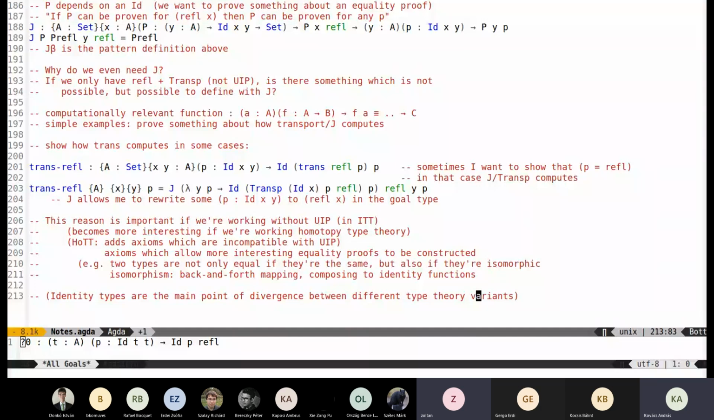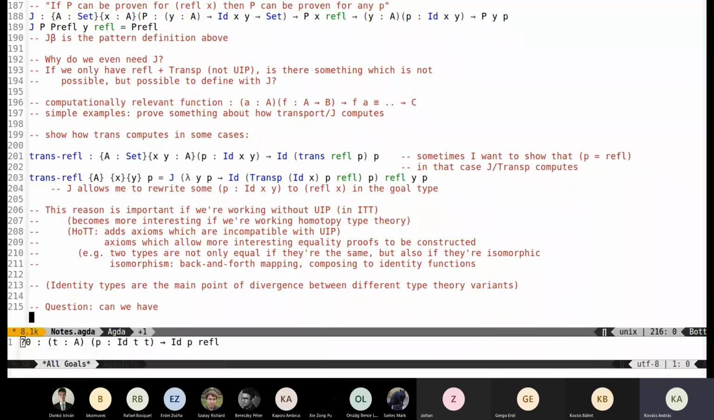Okay, I have to ask at this point, can they coexist? Can a type theory have two ID types that satisfy a different subset of these principles, or will they just be forced to coincide? So this is a good question. The question is, can we have maybe two different IDs?